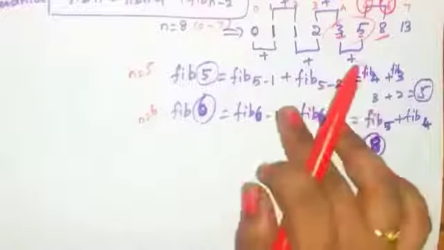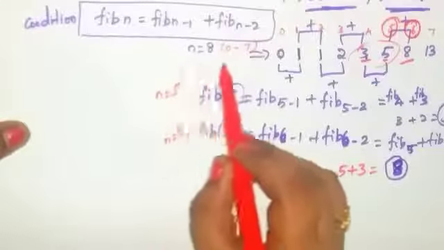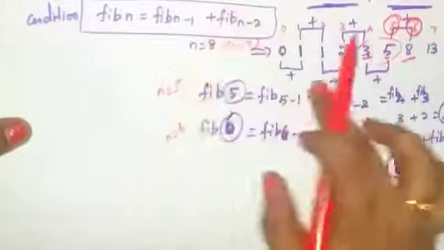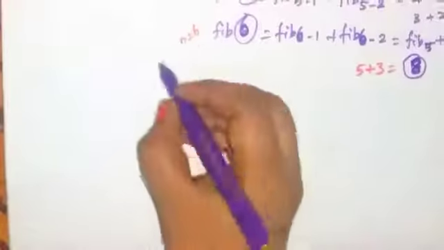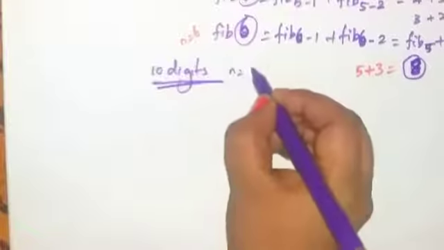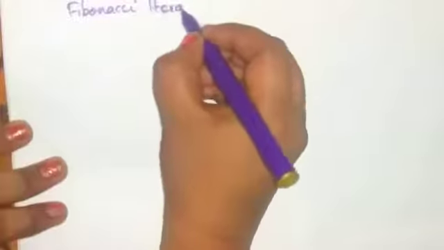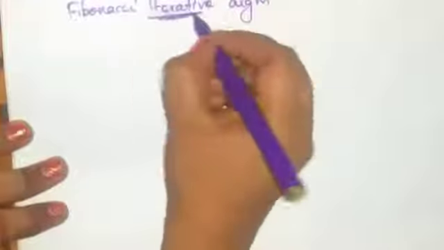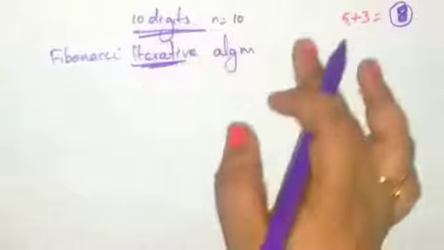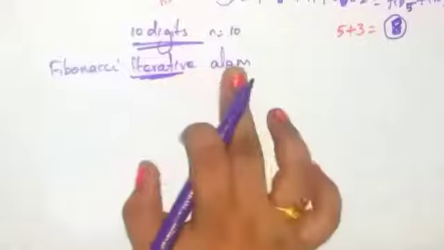So this is the way you have to calculate the Fibonacci series by using this condition. If you want to generate the Fibonacci series for 8 digits, you will get this output. But if you want to generate the Fibonacci series up to 10 digits, n is equal to 10, how will you generate it? Write the steps for the Fibonacci iterative algorithm. Iterative means a set of statements repeated again and again in the same program, that you call an iterative algorithm.